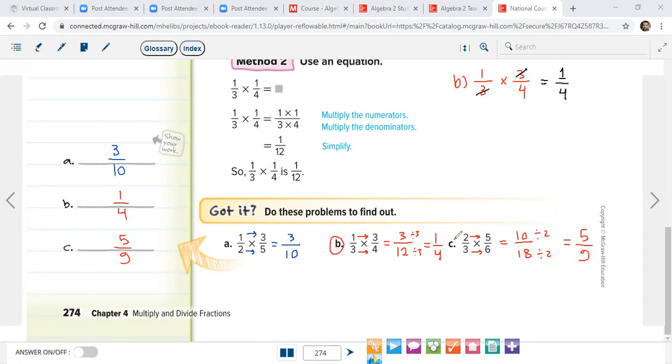Let's do question C, also using the cancellation method. So this is problem C. It's 2 over 3 multiplied by 5 over 6. And let's see how we can solve it using cancellation. We said that cancellation happens between numerator and denominator. If you look at this 2 and this 6, both are divisible by 2.